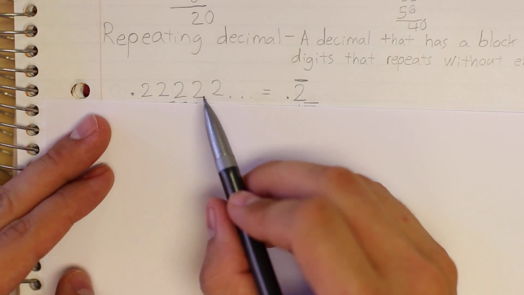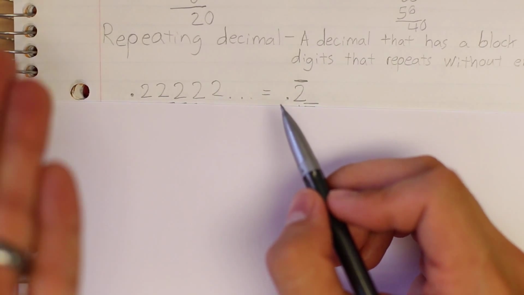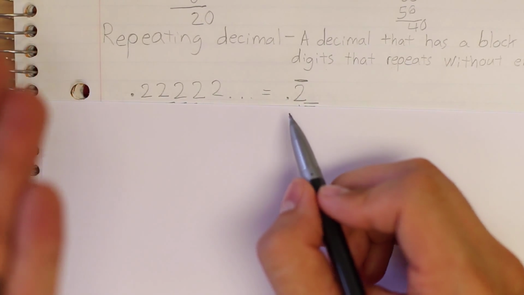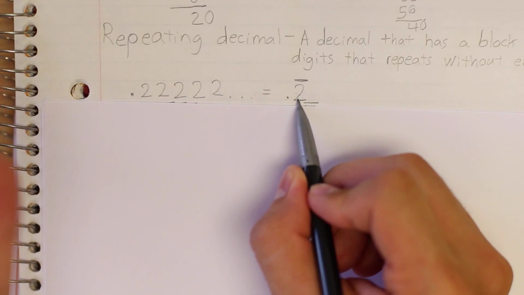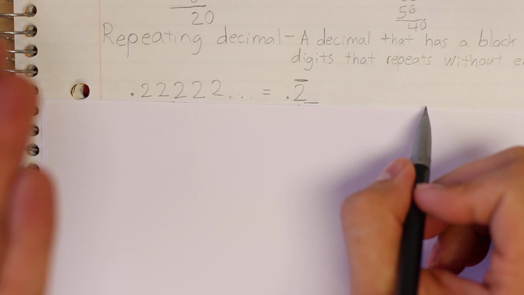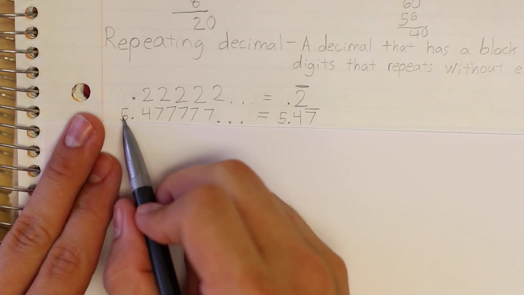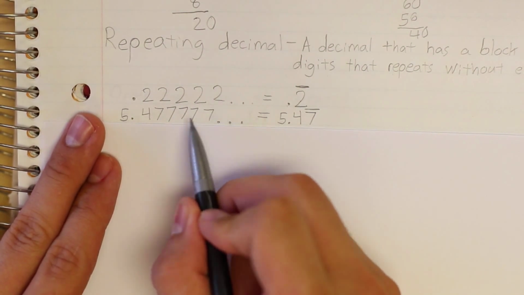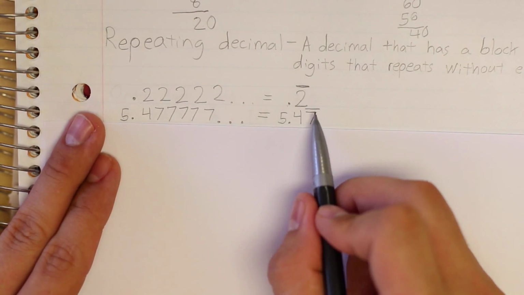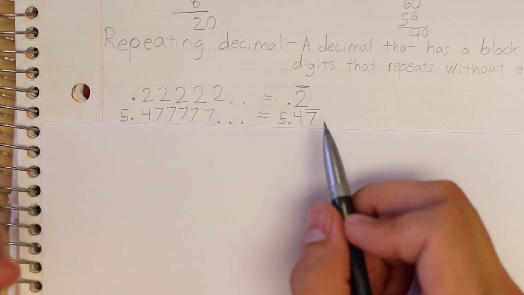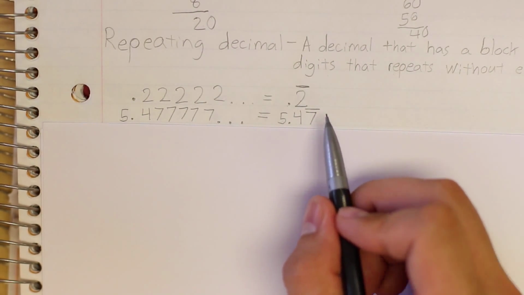To write this out would be really tiring, so what they did was they found a way that you can write a repeating decimal in a much simpler way. You can put 0.2 and put a line over it, and that lets me know that the 2 repeats forever. Okay? Another example here, we have 5.4777. So the 7 is repeating, and you don't put the line over everything. You only put it over the number or numbers that repeat, so that you put it only over the 7.